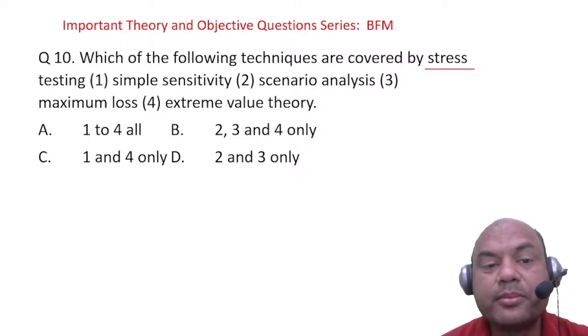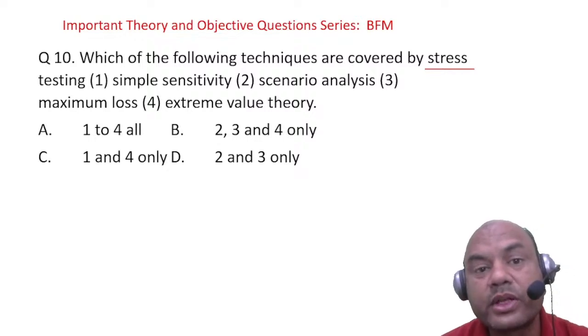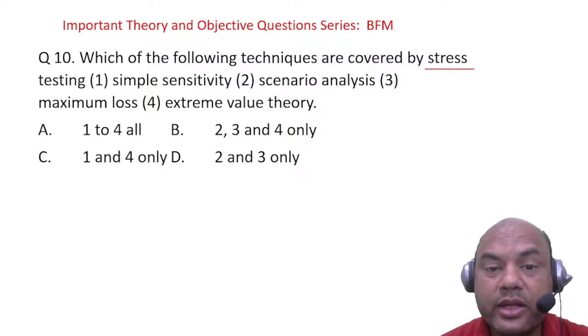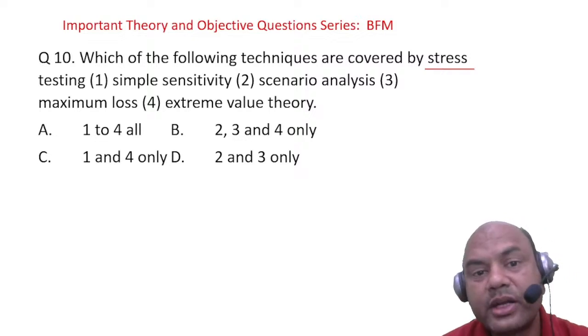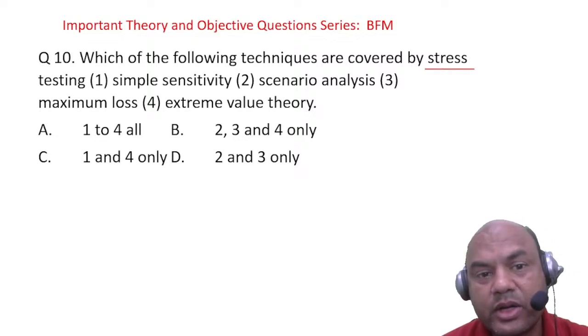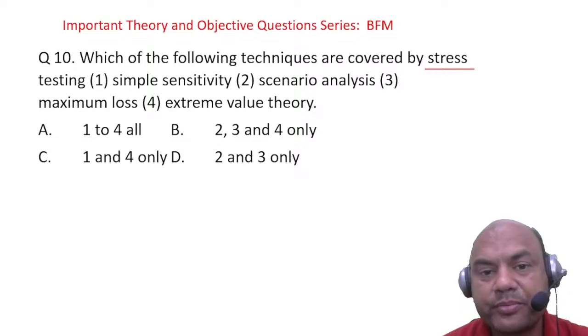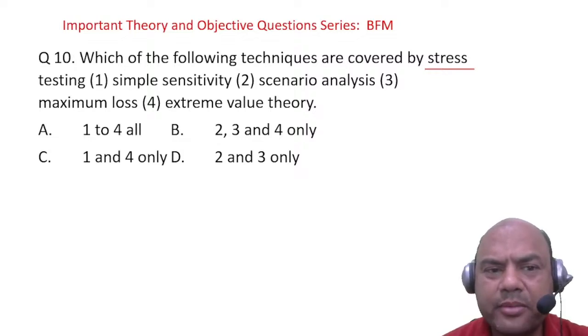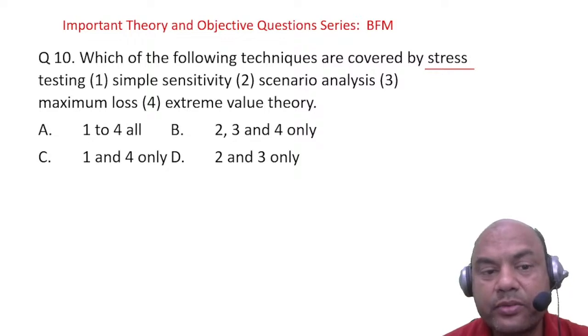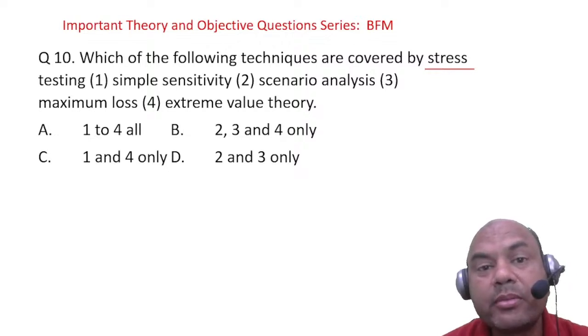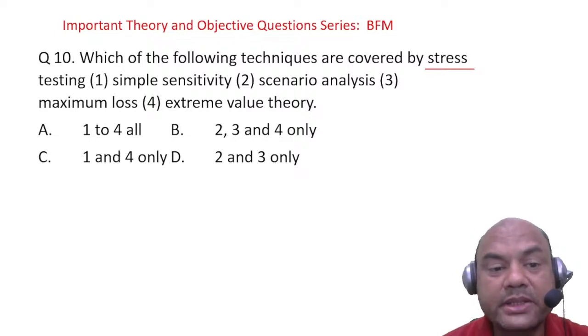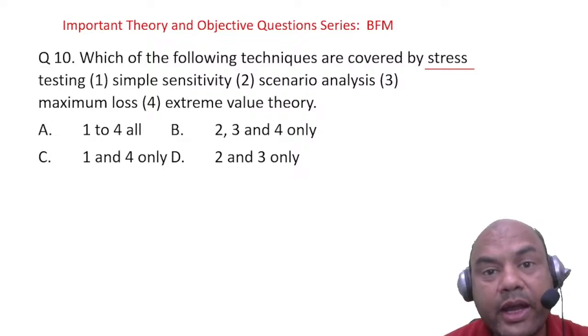Stress testing covers simple sensitivity. Sensitivity means fluctuations. These have deep meanings, and today I won't be able to explain them, it will take much time. Simple sensitivity, scenario, maximum loss, and EVT. EVT is extreme value theory, which means what can be my maximum extreme losses. Maximum loss means no profit and all losses.